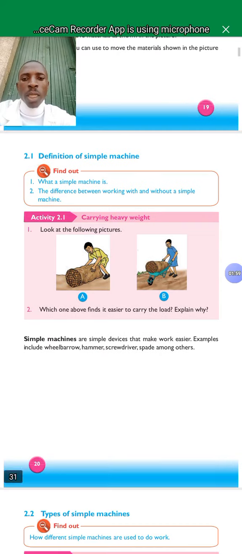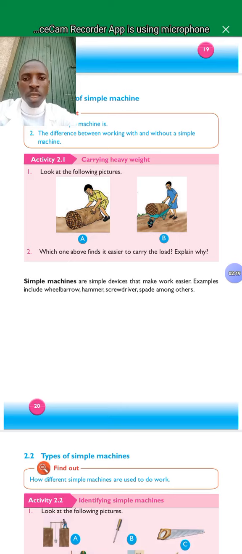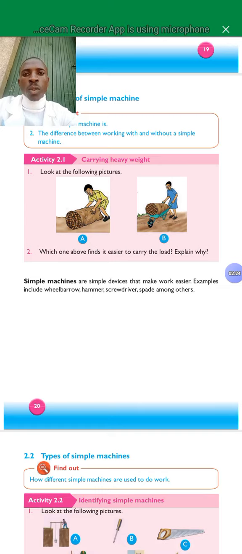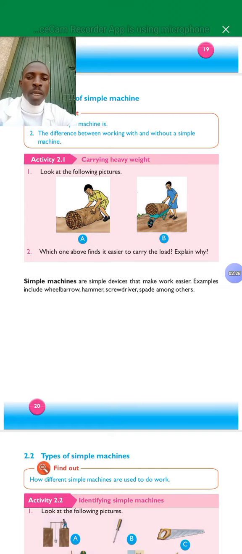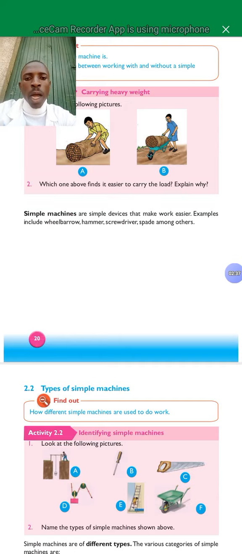Here there are two pictures of a young man trying to carry a heavy load. After putting his load or sack on the wheelbarrow, it becomes easier to carry. But in the first image, it is difficult. That's why simple machines are tools we use to make our work easier, as explained by this definition. Some examples of simple machines include the wheelbarrow, hammer, screwdriver, spade, among others.